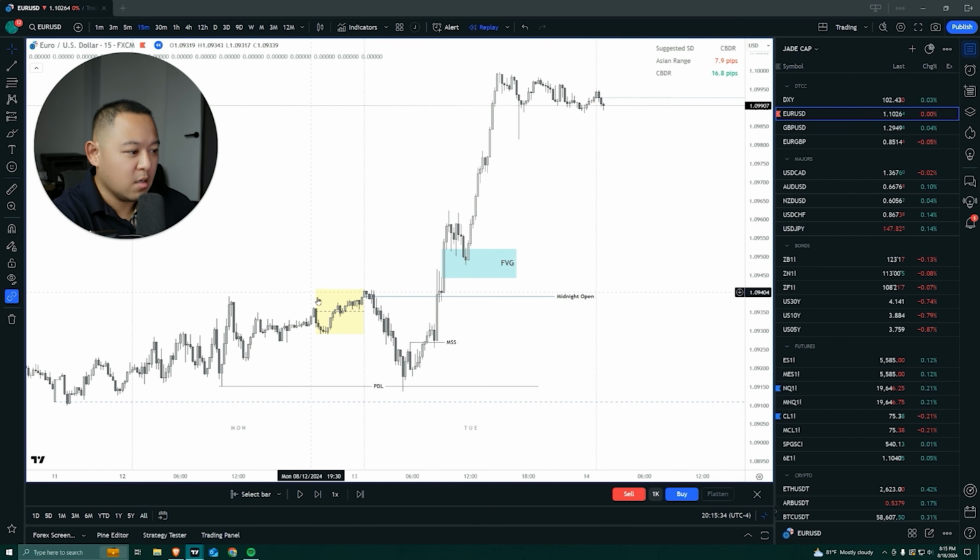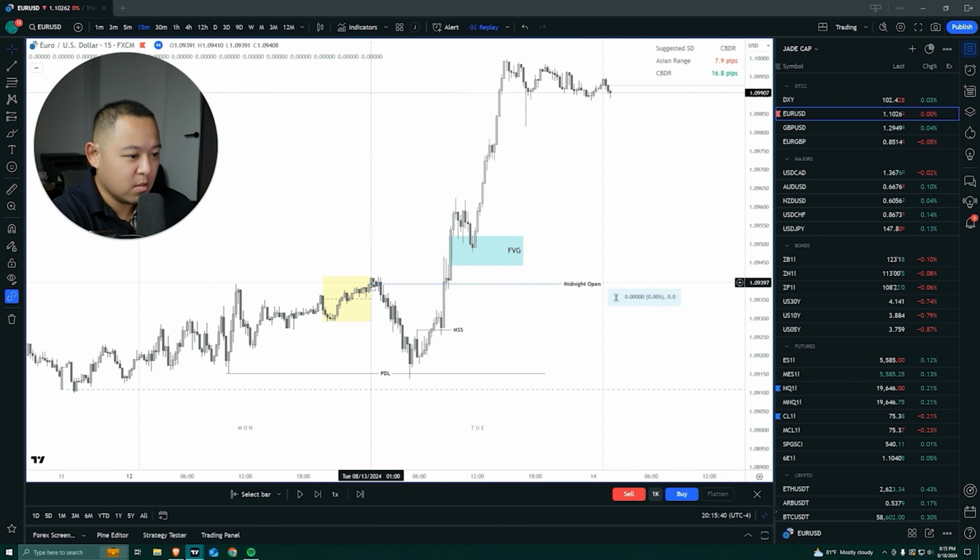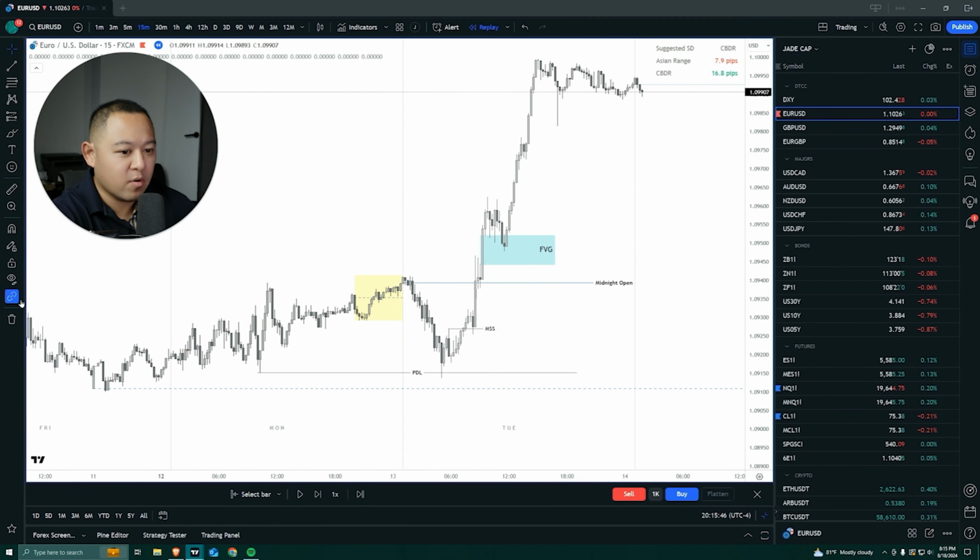So as you can see, we have our midnight open. This is Tuesday, August 13th. We have our midnight open. We've taken out Asian range lows, but you guys can see that we've taken out the previous daily low. And if I were looking at this price action, this entire day on Monday was our accumulation phase. So a lot of times you can use Monday's range as your accumulation. So it's not necessarily just the Asian range.